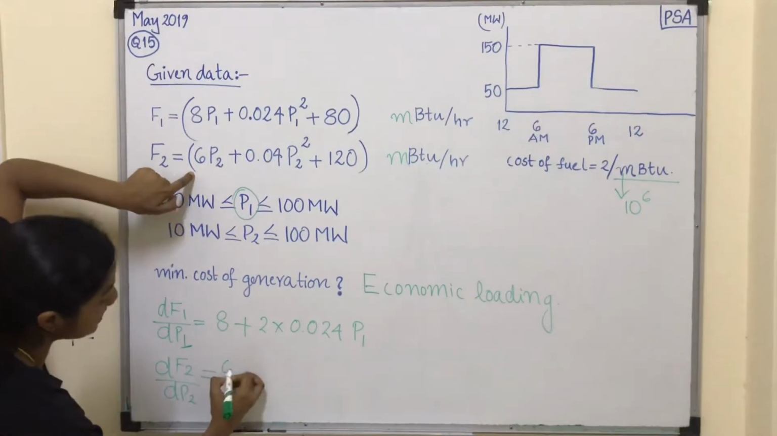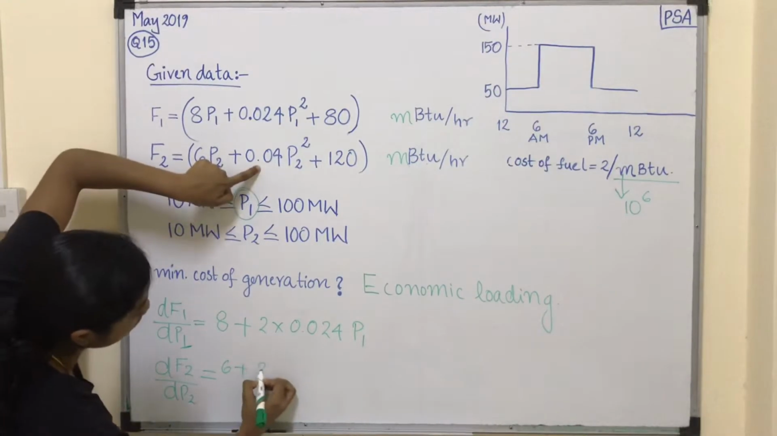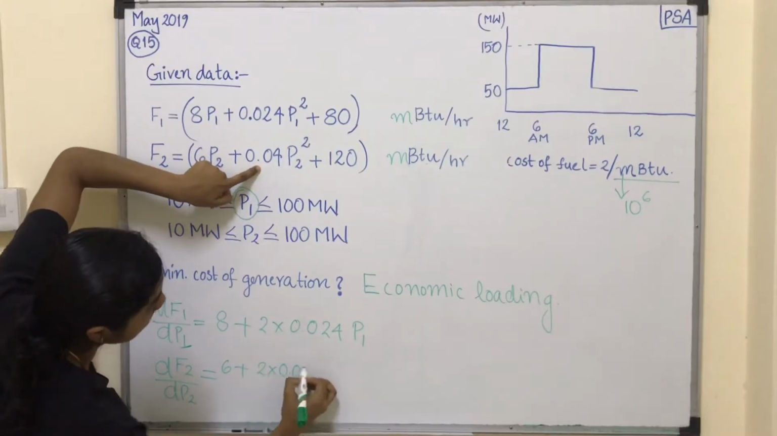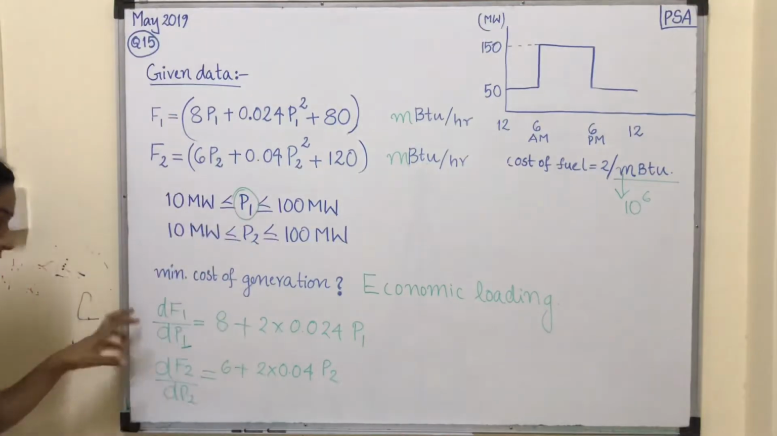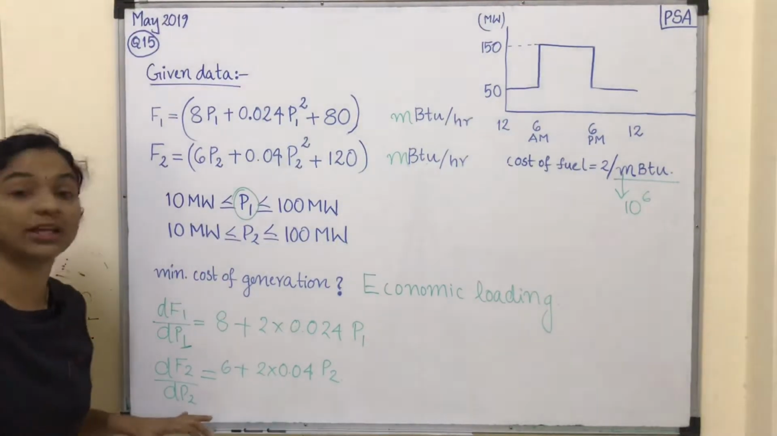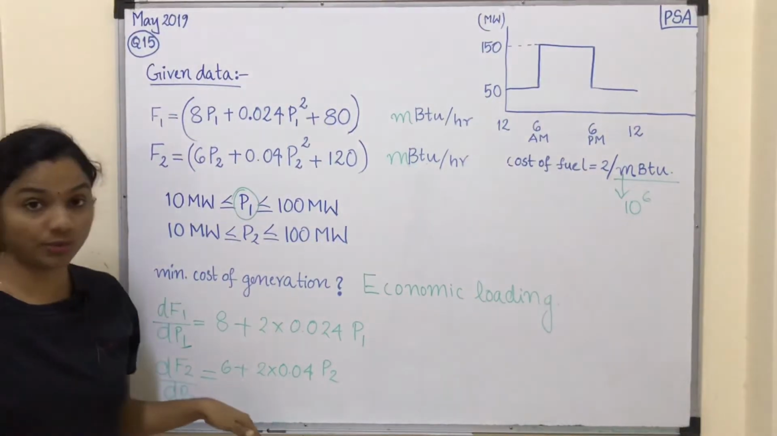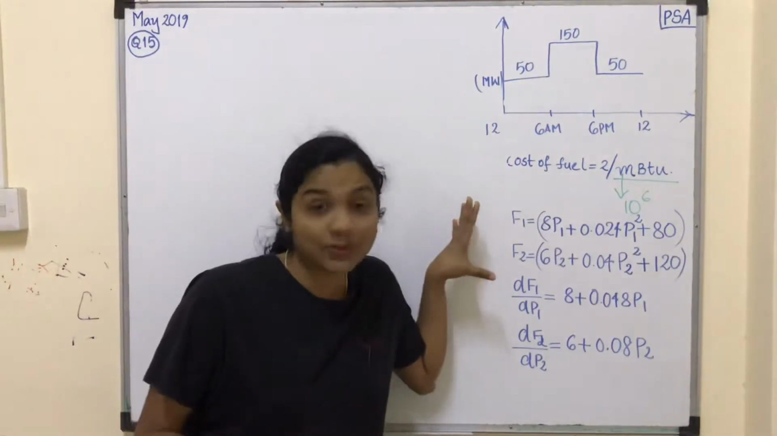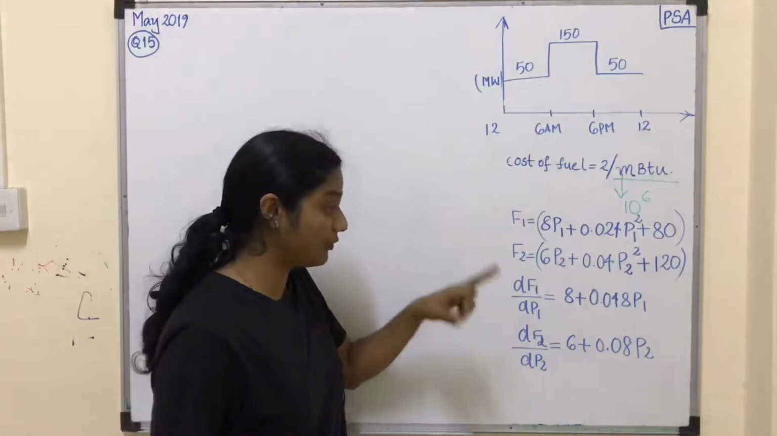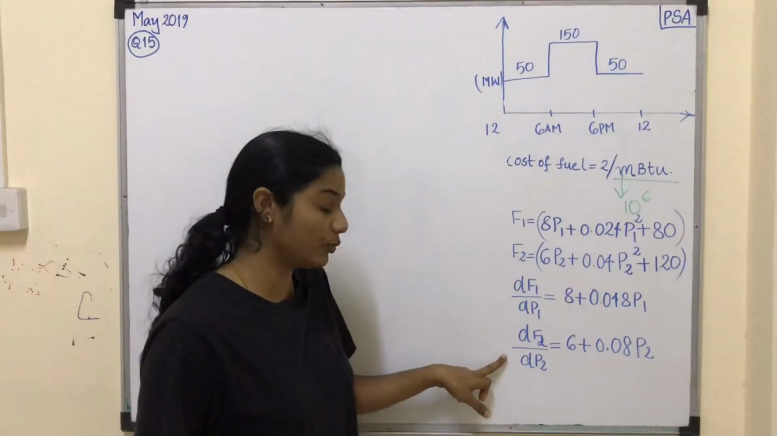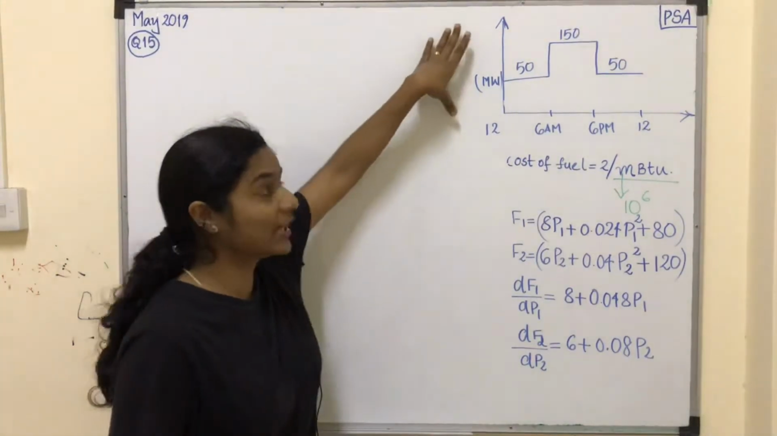Same way, dF2 by dP2 is 6 plus 2 into 0.04 into P2. So this is the incremental cost of production for unit 2. Here I have rewritten the data that we have already discussed, that is F1, F2, dF1 by dP1, dF2 by dP2. And now look at the graph.